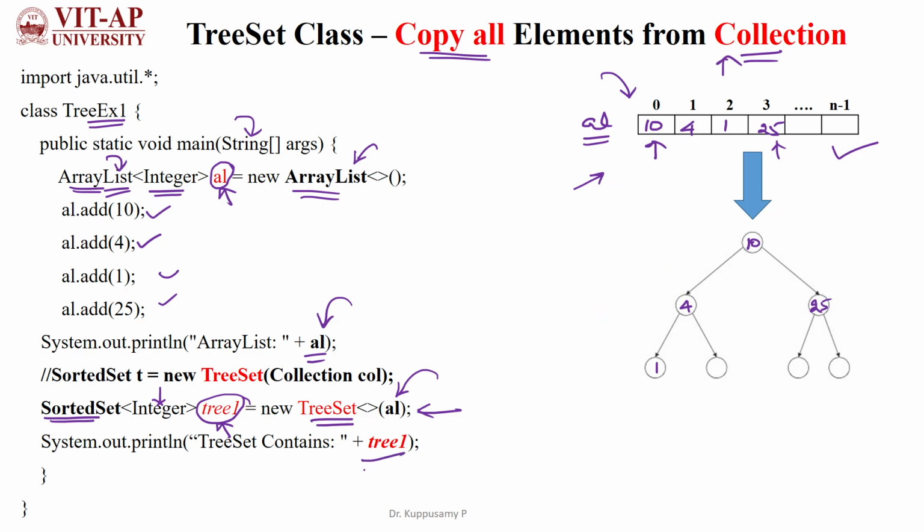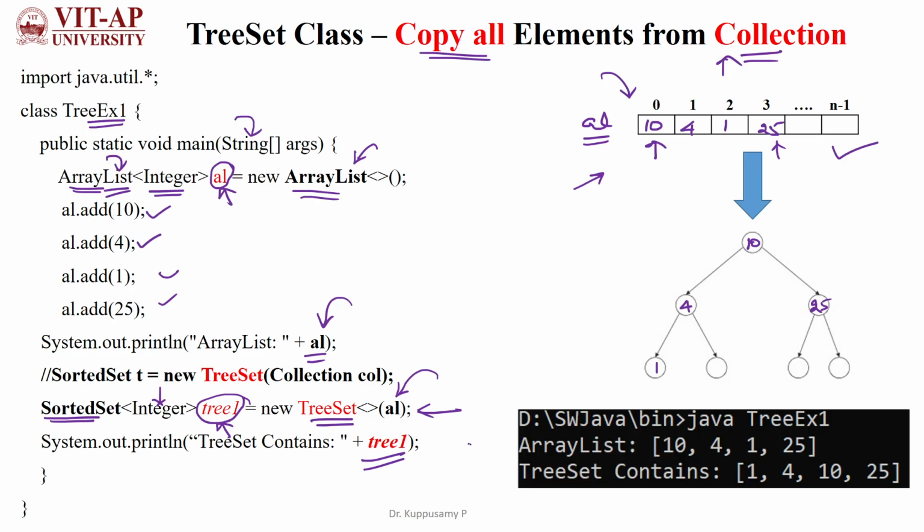Then I am printing the values of the TreeSet here. So you see the array list we are printing in this statement, what we have inserted: 10, 4, 1, 25, at the 0th index, first index, second index, third index. After that we are printing the content of tree1. So here the tree set contains 1, 4, 10, 25.